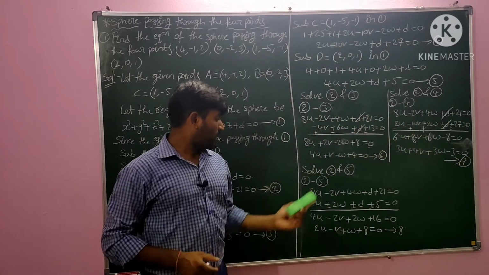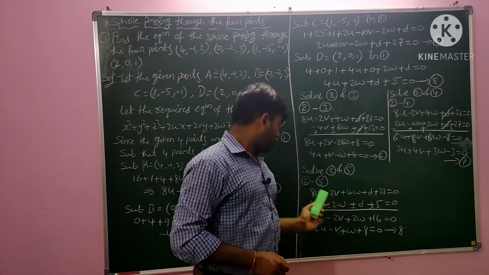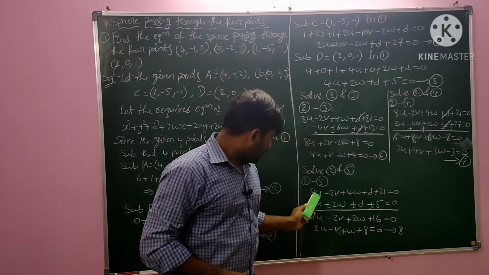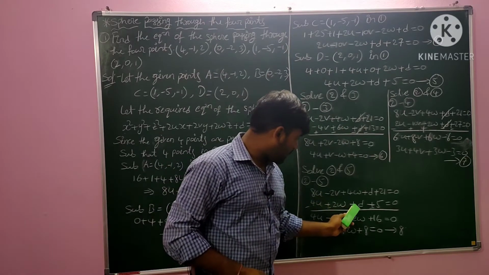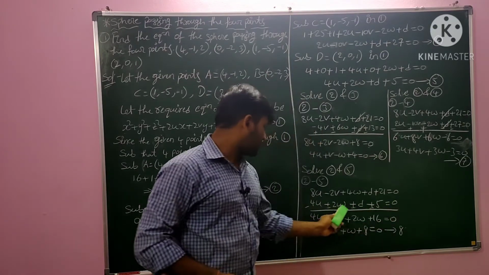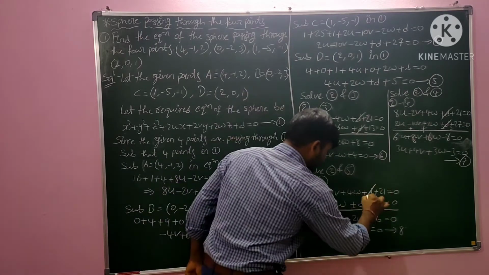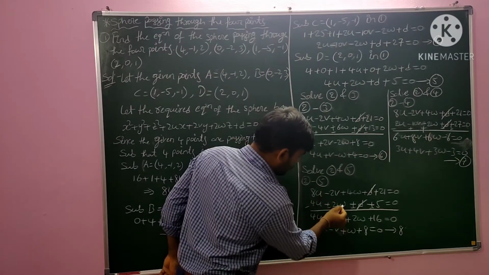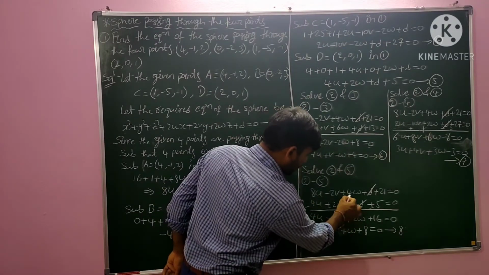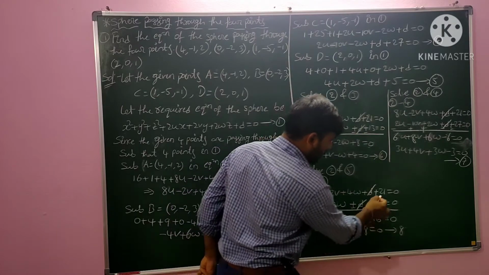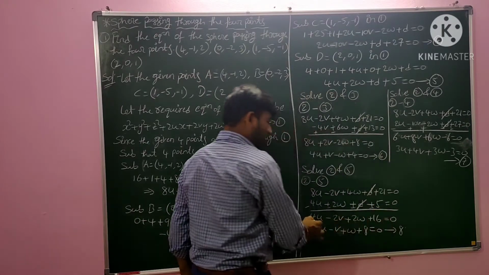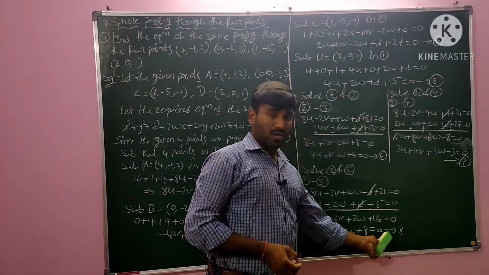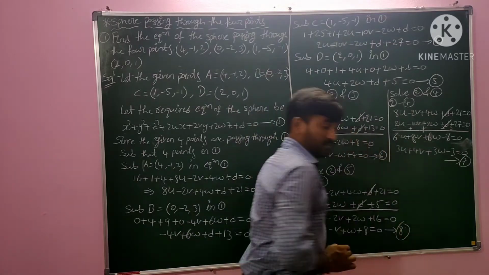Next, by solving the second and fifth equations: 8u minus 2v plus 4w plus d plus 21 equal to 0, and the fifth equation is 4u plus 2w plus d plus 5 equal to 0. By changing the signs and cancelling the d term, 8u minus 4u is 4u, minus 2v keep as it is, 4w minus 2w is 2w, and 21 minus 5 equals 16. All the terms have 2 as the common multiple, so 2u minus v plus w plus 8 equal to 0. Take this one as equation number 8.